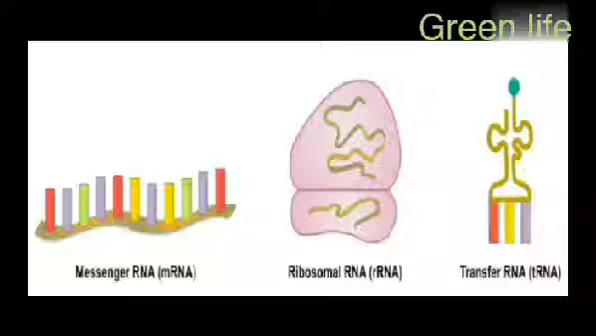There are 3 types of RNA. First, messenger RNA, second, ribosomal RNA, and third is transfer RNA. What's the difference between them? First, messenger RNA is a copy of DNA. Second, ribosomal RNA and transfer RNA work in ribosomes and help in protein synthesis. That's all about nucleic acid. Thanks for listening.